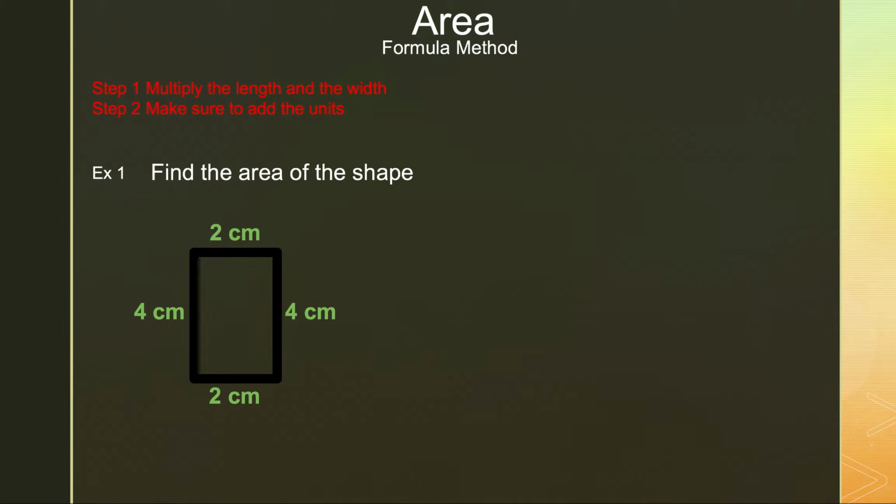Find the area of the shape. As you can see, it's four-sided, so it's a rectangle. And so now we're going to go ahead and write down the area formula, which is length times width. And we're going to pick two numbers, the length and the width, and they have to form an L or a 90-degree angle. So I picked the left 4 and the top 2, or you can pick the right 4 and the top 2. They're still going to give you the same answer.